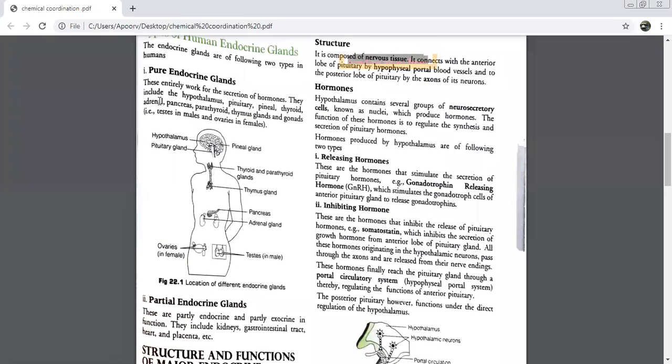So look at this definition. They're partly endocrine and partly exocrine in function. Okay? Matlab, what do you mean by exocrine? Have you ever heard about an exocrine gland? Give me any example of an exocrine gland. Yes, ma'am. Tell me. Pancreas. Any exocrine gland in the human body.